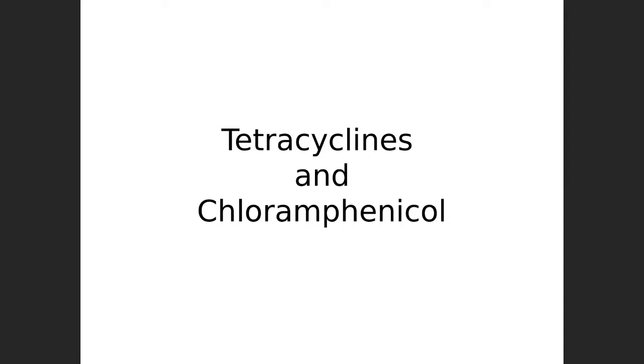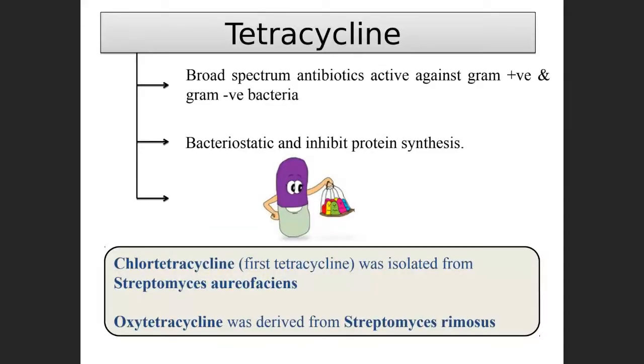These tetracyclines are broad spectrum antibiotics and they are active against gram-positive and gram-negative. Obviously they are broad spectrum, so they cover the majority of the bacteria. But they are bacteriostatic in nature and the mechanism by which they act is they cause inhibition of protein synthesis. Now, how do they cause the inhibition of protein synthesis? We will see in detail while we are seeing the mechanism of action.